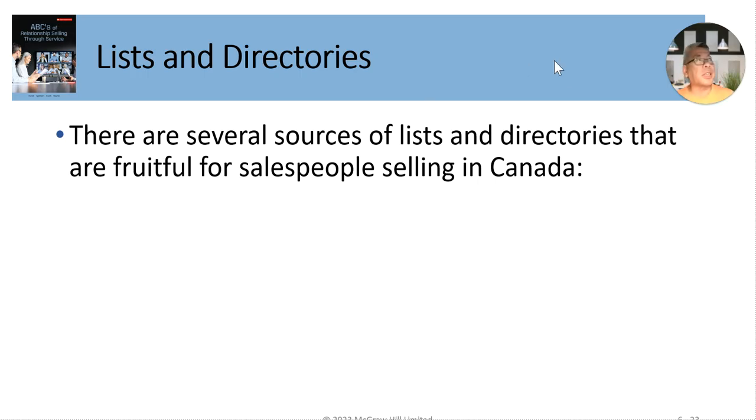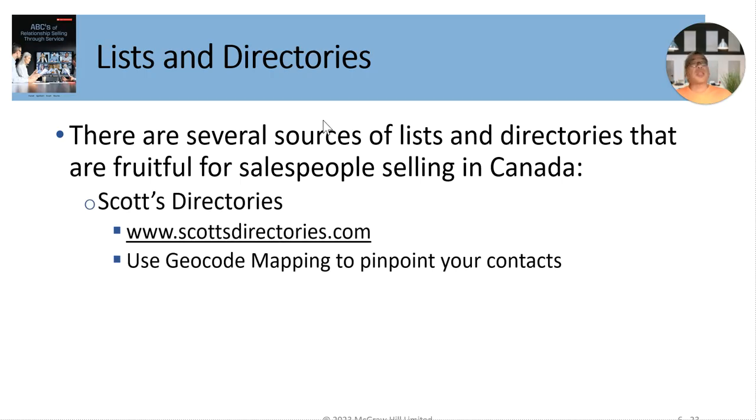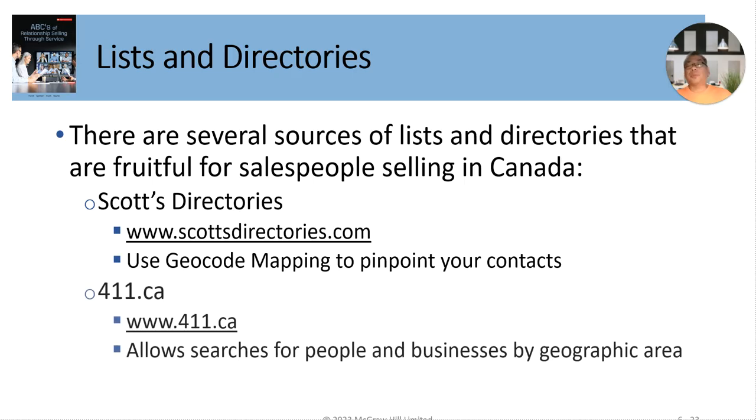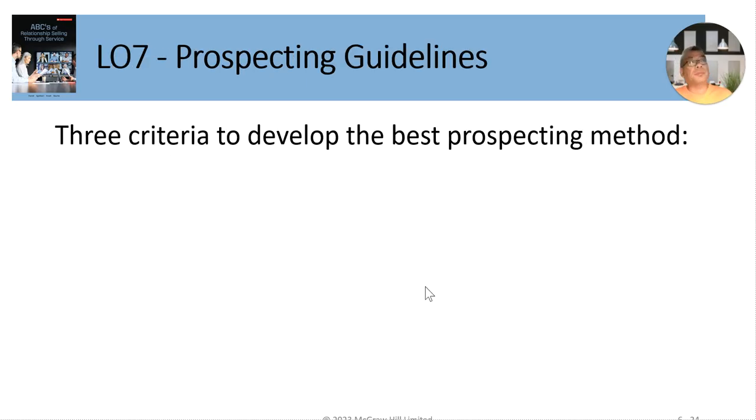List of directors. There are several sources of lists and directories that can be fruitful for a salesperson selling in Canada, such as Scott's Directory. You can also use Google geocode mapping to pinpoint your contact, and 411.ca allows searches for people and businesses by geographic area.